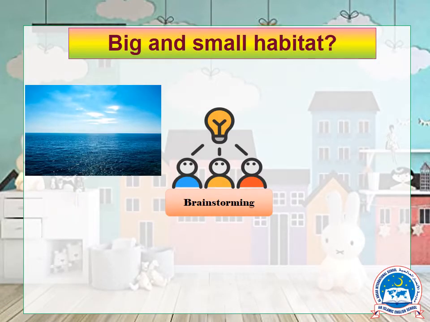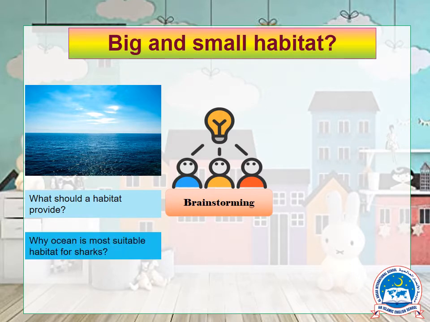Big and small habitat. Have a look. You all know what type of habitat is this, don't you? Yes, you're right, it's an ocean. So what should a habitat such as ocean provide? Why, ocean is most suitable habitat for sharks. You can pause the video here and you can think about the answers to these questions.